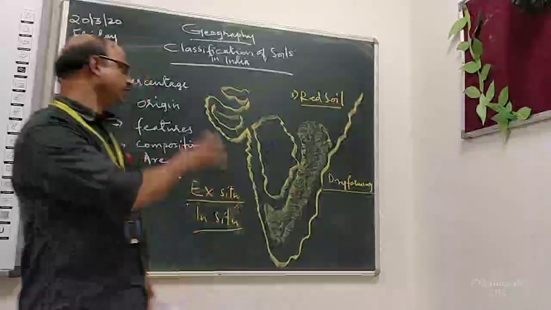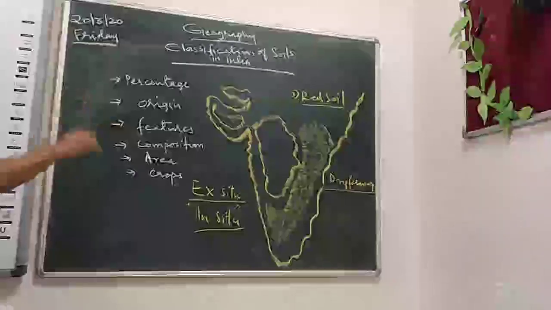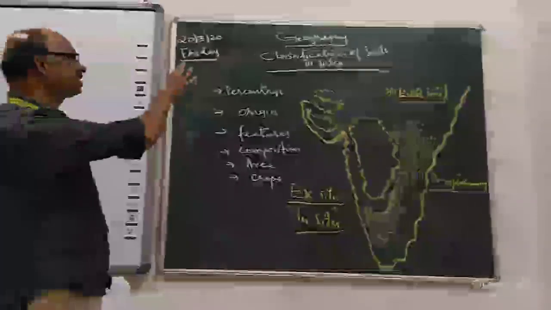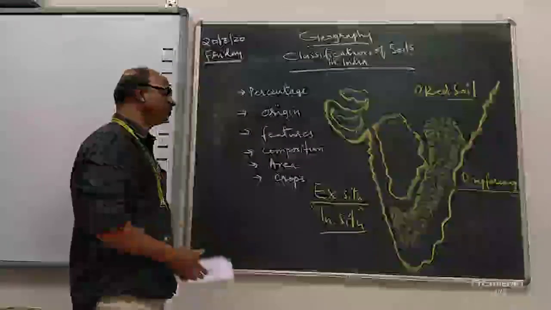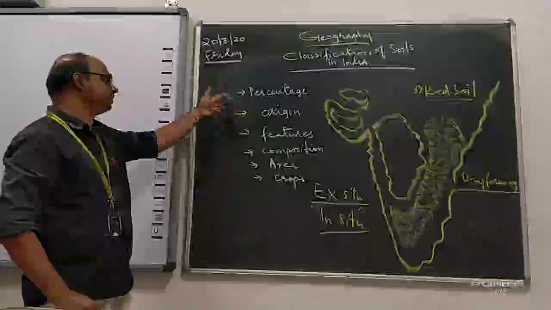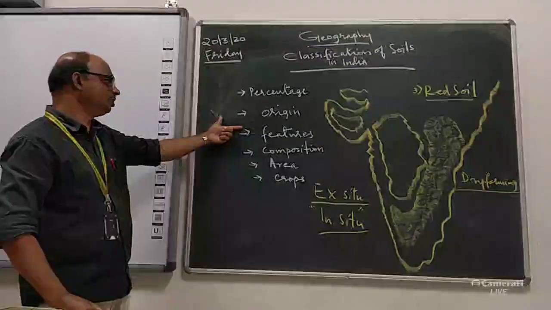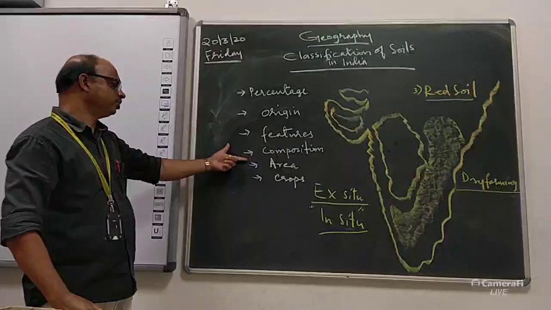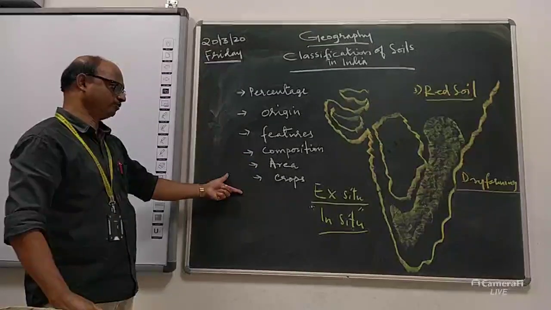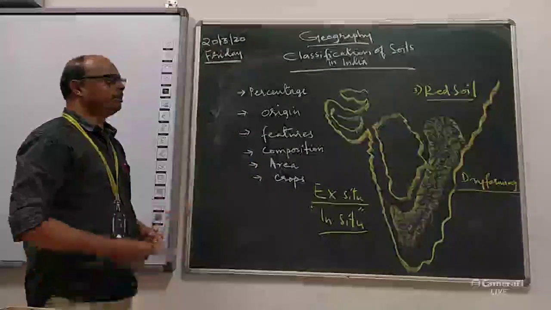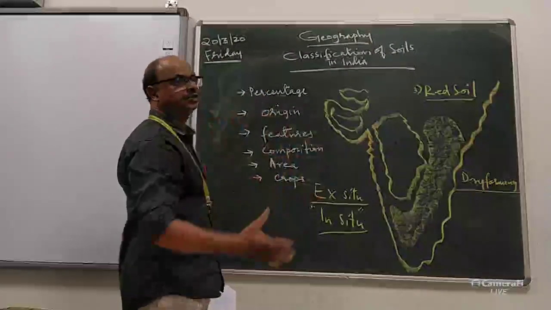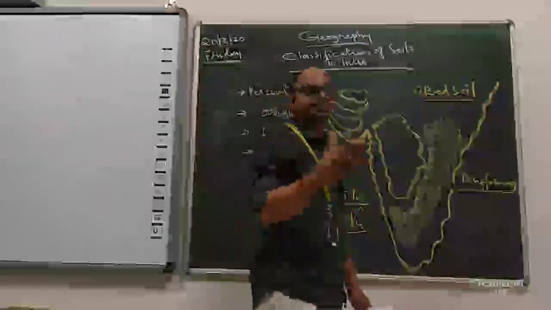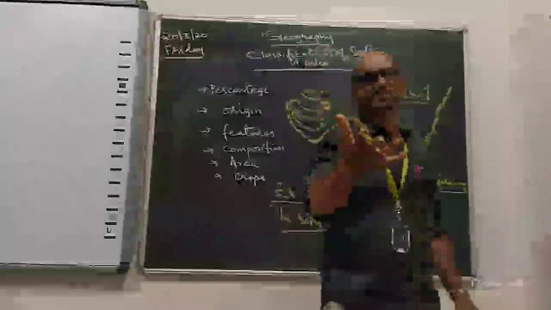Now today we discussed three important soils, mainly the classification of soil: alluvial soil, black soil, and red soil. And these are the sub points like percentage, origin, features, composition, area, and crops. So these are the important points. The remaining classification of soil, like laterite soil, mountain soil, and desert soil, we will discuss in the next class. Thank you.